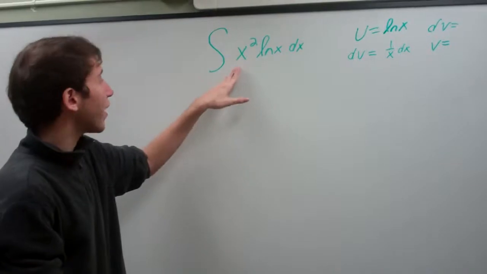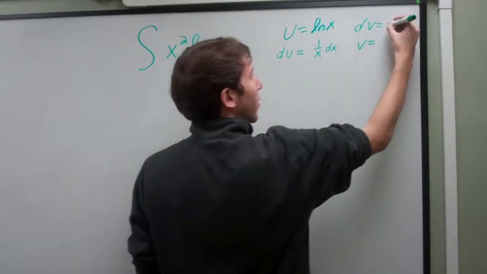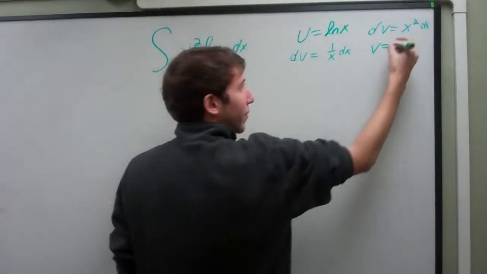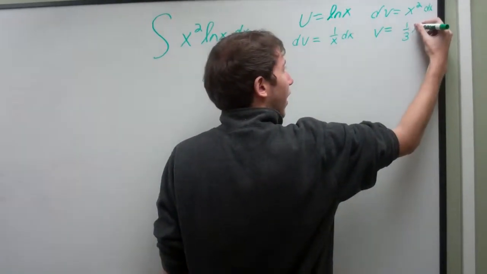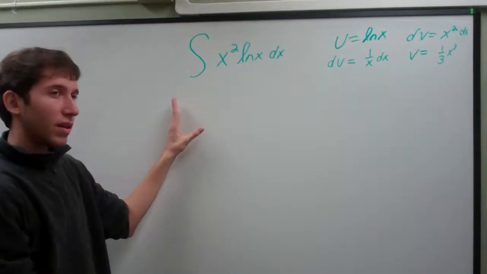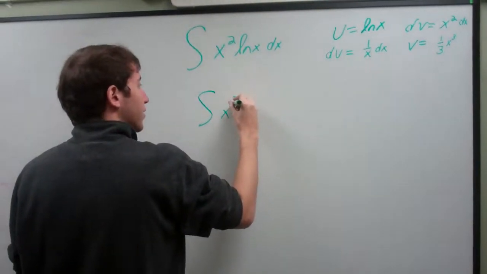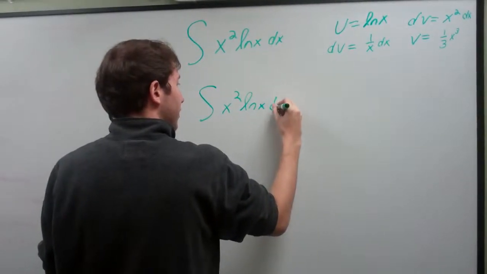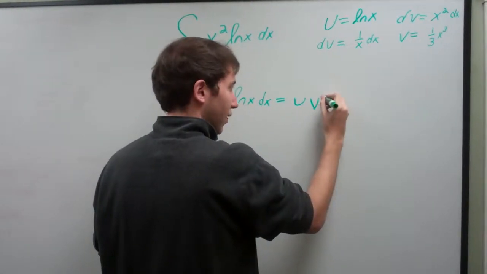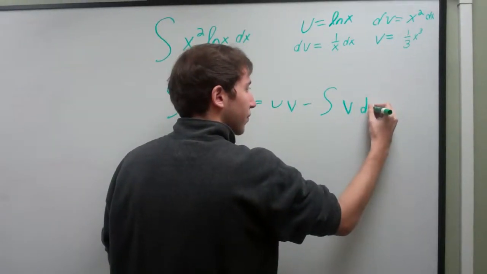So let's look at what we have left. All we have left is this x squared, which will assume the role of our dv. So we have x squared dx, and the integral of x squared is 1 over 3 x cubed. That's it. So let's look at the integration by parts formula. So we have the integral of x squared ln of x dx is equal to u times v minus the integral of v du. Alright?